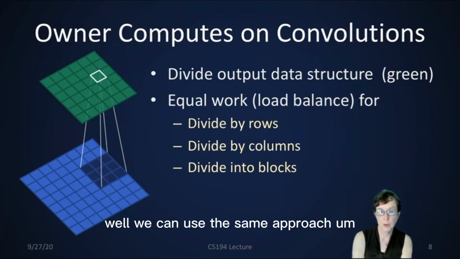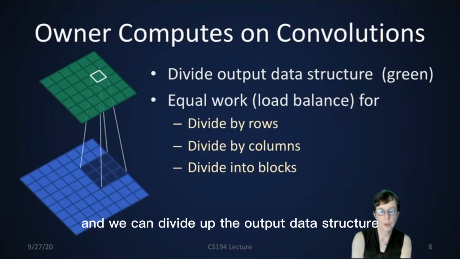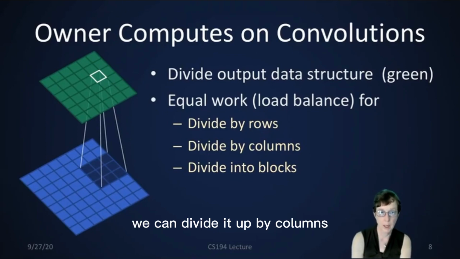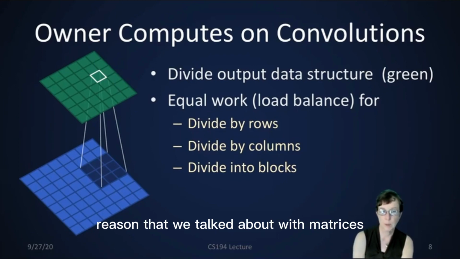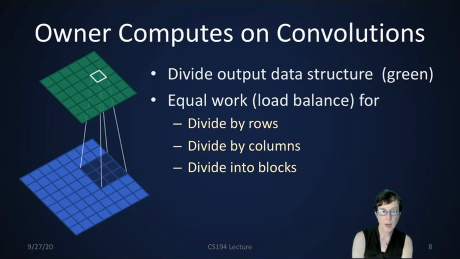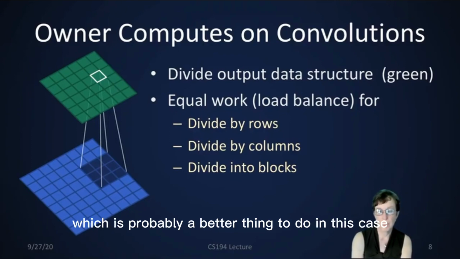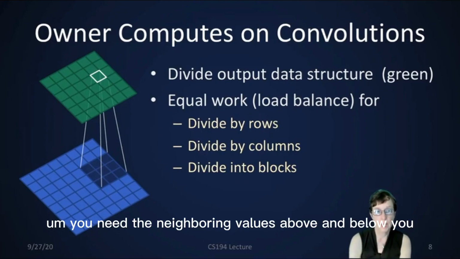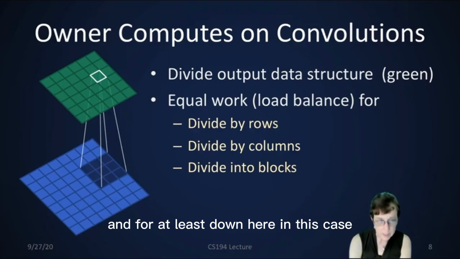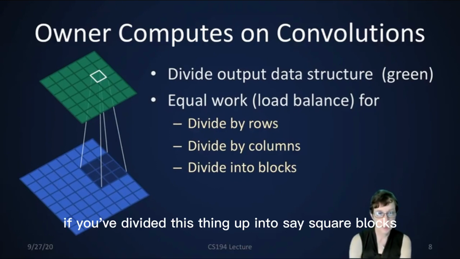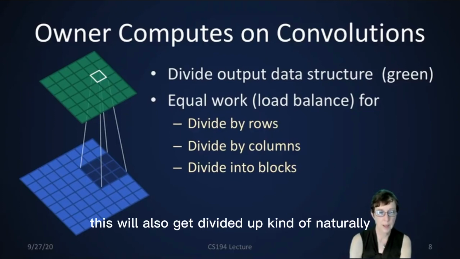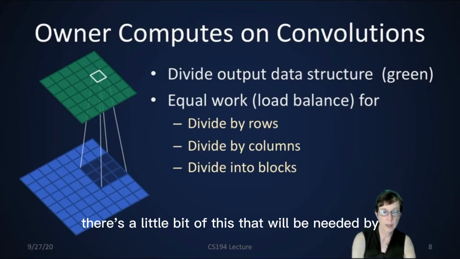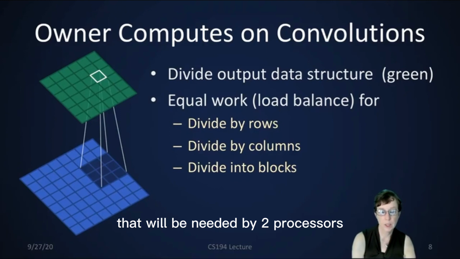Well, we can use the same approach of owner computes, and we can divide up the output data structure, which is this green region, into pieces. We can divide it up by rows or by columns. We probably don't want to do columns for the same reason that we talked about with matrices, but we can also divide it up into blocks, which is probably a better thing to do in this case because, unlike matrix multiply, you need the neighboring values above and below you. If you've divided this thing up into, say, square blocks, this will also get divided up kind of naturally in the cache hierarchy into these square blocks. There's a little bit of this that will be needed by two processors, in the middle here, but that's okay.